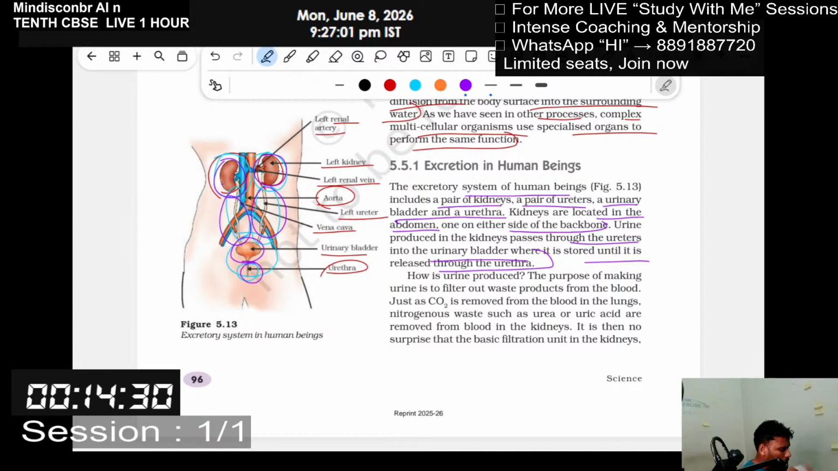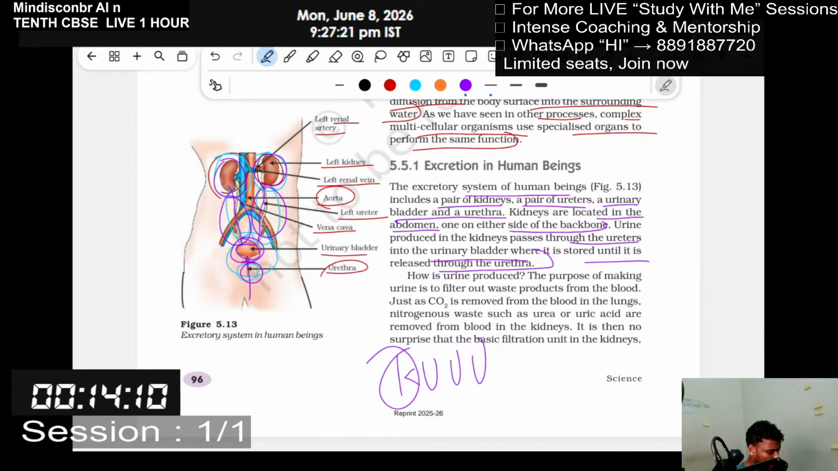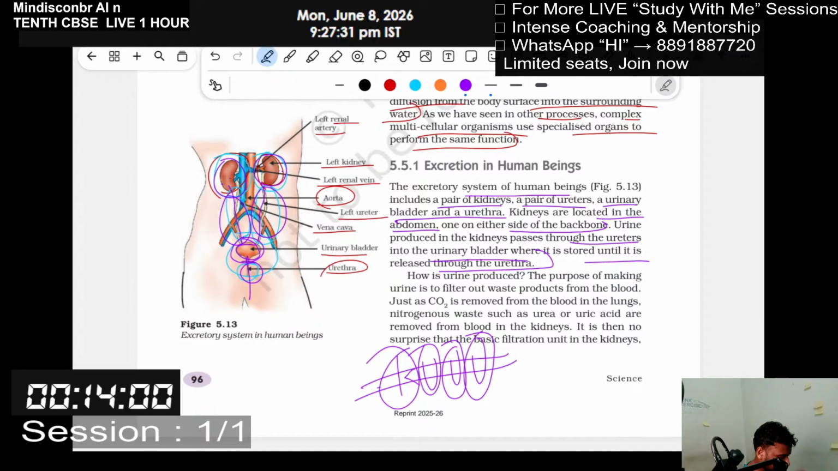The kidneys produce urine. Urine is transported through the ureter to the urinary bladder, and from the urinary bladder to the urethra. Okay. How is urine produced? This is the kidneys, this is the ureter, this is the urinary bladder, this is the urethra. Okay. How is urine produced?